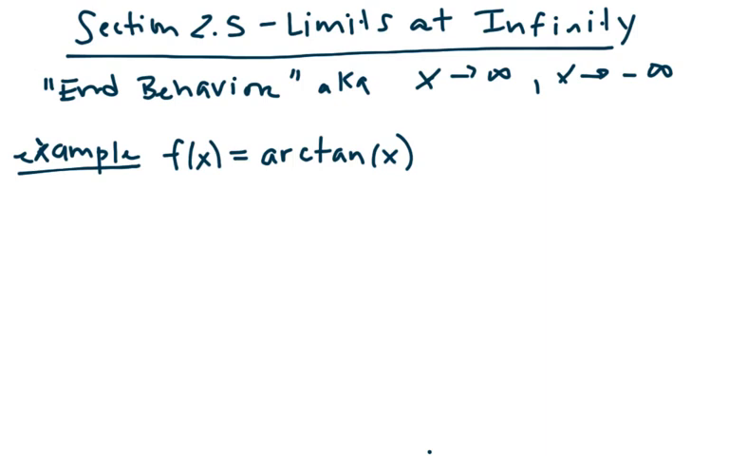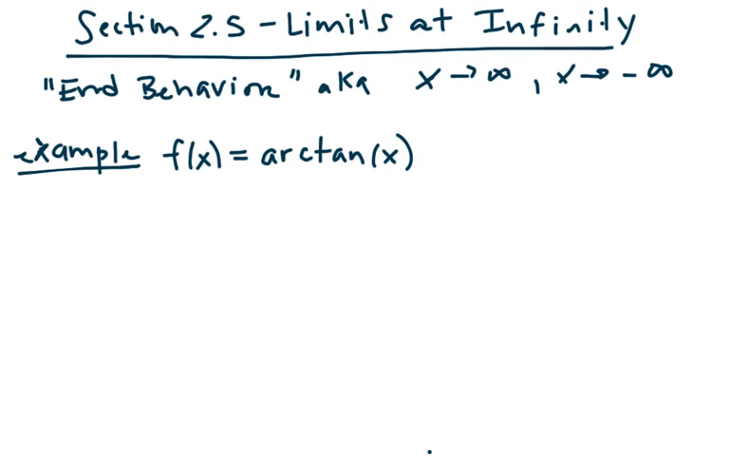class. I'm not sure. But one of the first things that we might encounter as a limit at infinity is that the limit is a number. And this happens, really, when we have a horizontal asymptote. So I wanted to look at the function arctan of x first.